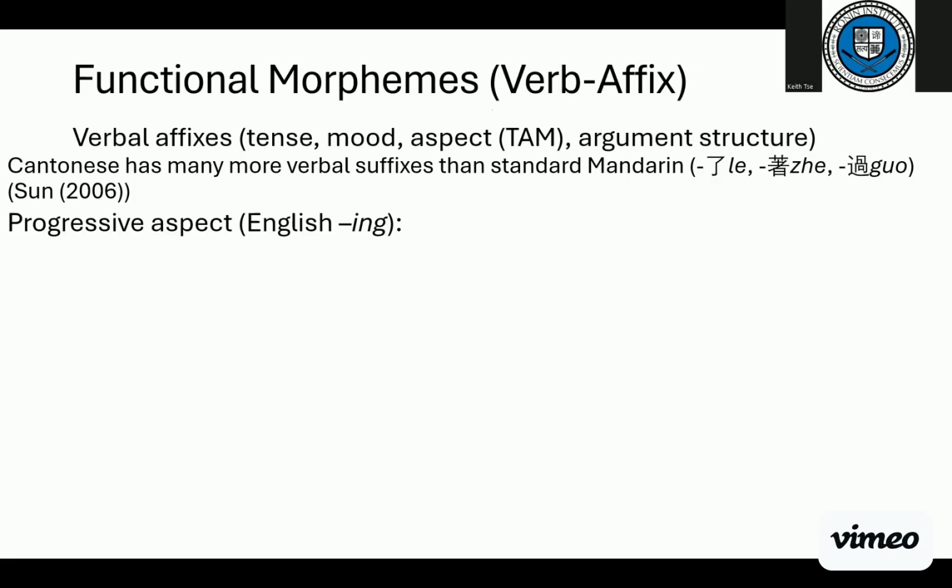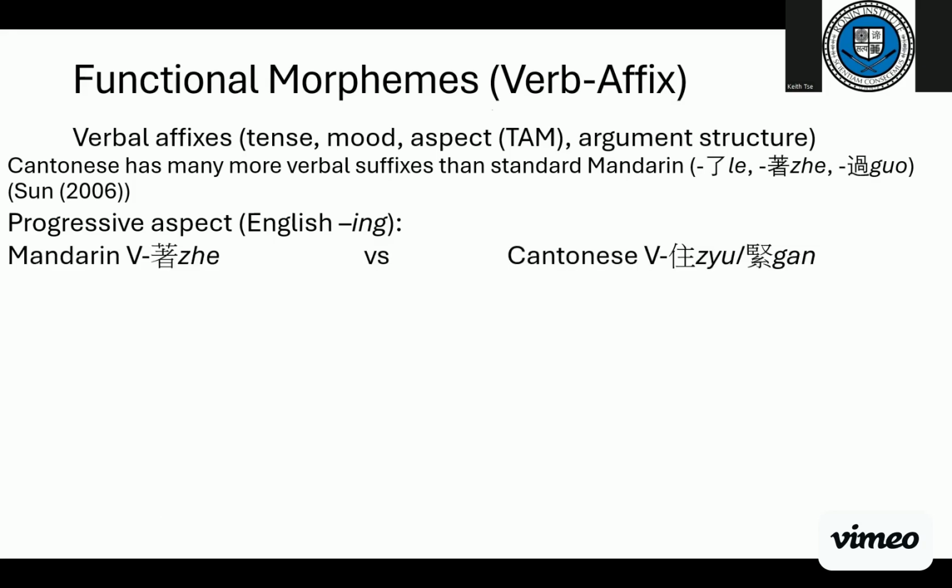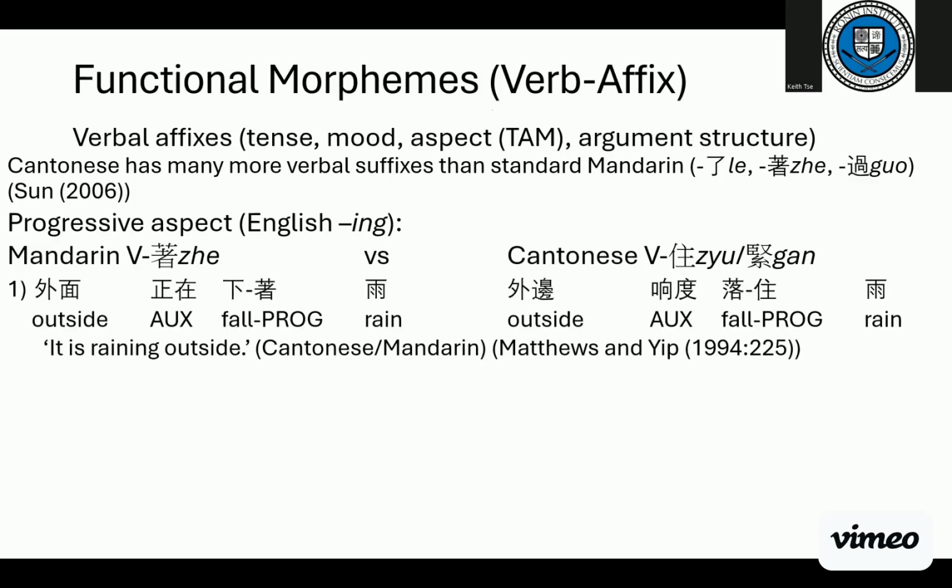For example, in order to express the progressive aspect, so that's equivalent to the English ing form, Mandarin uses zhe. Cantonese, however, has two forms. It's either ju or gan. Okay, Mandarin zhe is really equivalent to Cantonese ju. So if you have this sentence, it means it's raining outside. 外面正在下着雨.